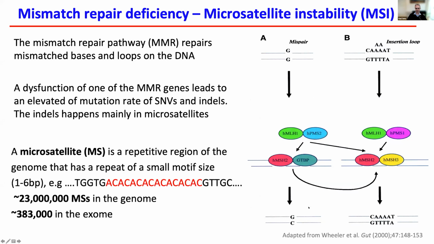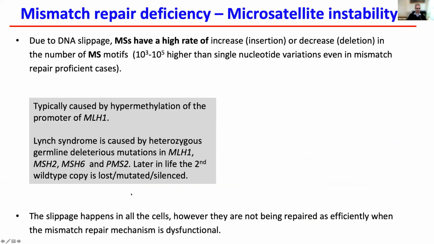Just to make sure that everyone is on the same page on microsatellites: microsatellites are repetitive regions of the genome that have repeats of small motifs. For example, here there's AC, AC, AC, AC. Most of them are just a repeat of one nucleotide, like AAAA or CCCC, etc. And there are roughly 23 million microsatellites in the genome, and 300,000 or 400,000 in the exome.